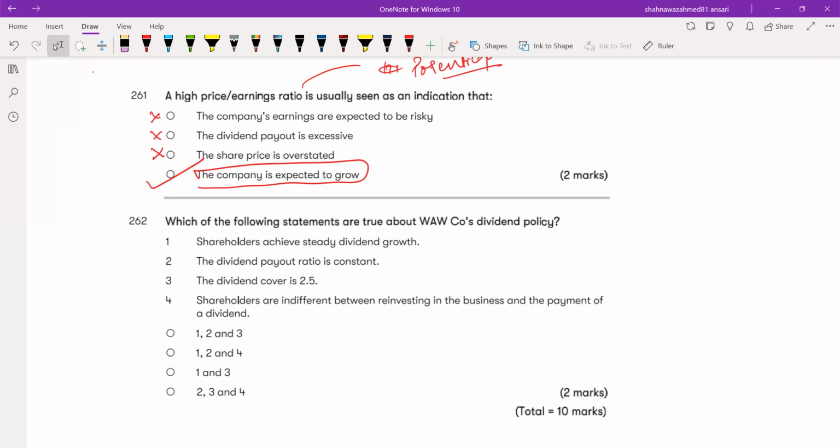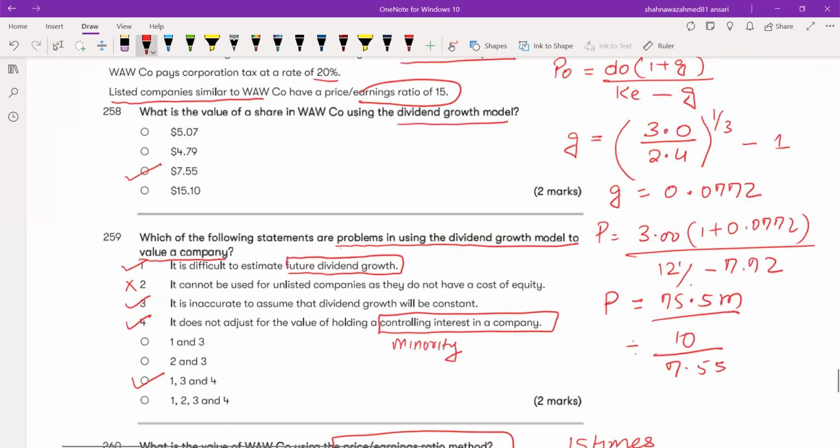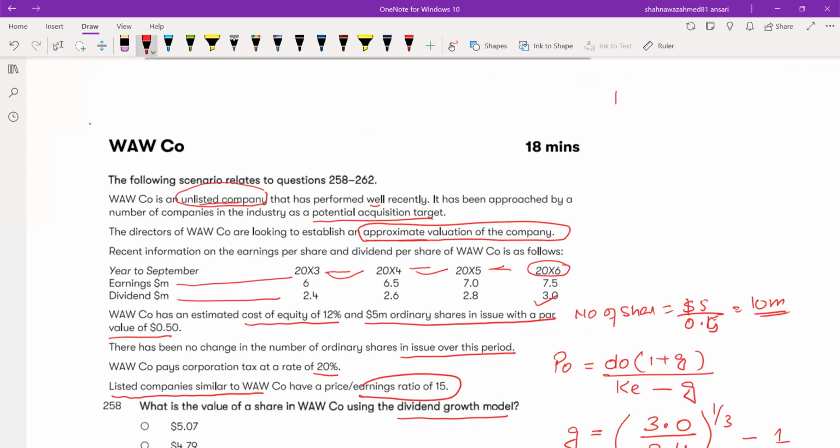The dividend payout ratio is constant. The dividend cover is 2.5. Shareholders are indifferent between reinvestment in the business and the payment of a dividend. Shareholder is not indifferent because of the effect of the taxation. We have to see the dividend payout and dividend cover. We have to calculate dividend payout.